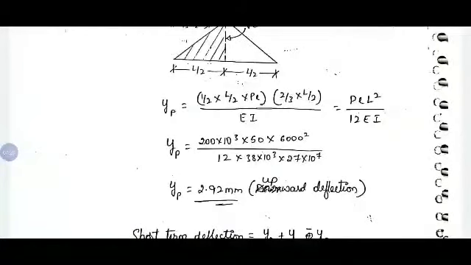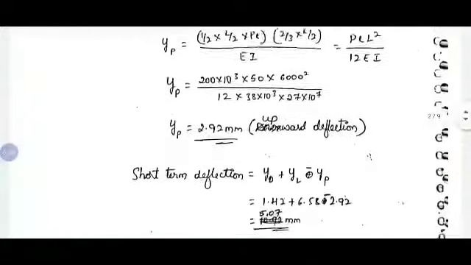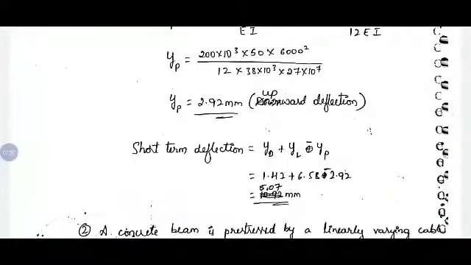We need to remember deflection due to dead load and live load will be downward deflections, and those will be considered as positive, and deflection due to prestressing force is upward deflection and it is considered as negative. So we need to find out short term deflection. It is YD plus YL minus YP. We have calculated the values, substitute and we can calculate the final deflection. It is 5.07 mm.